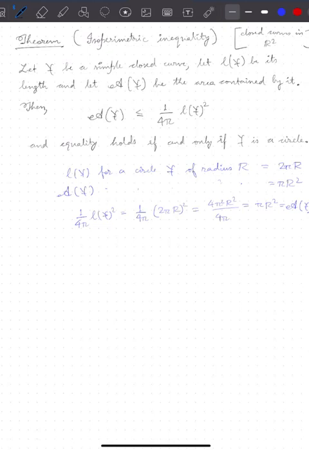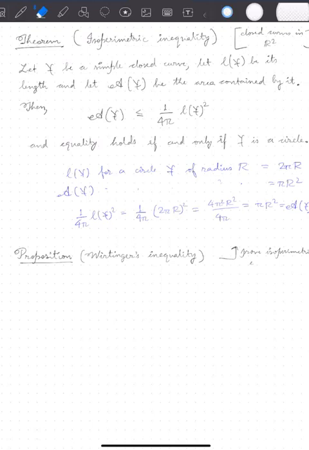And let's have one proposition. This proposition is also called Wirtinger's inequality, and this is used to prove the isoperimetric inequality.